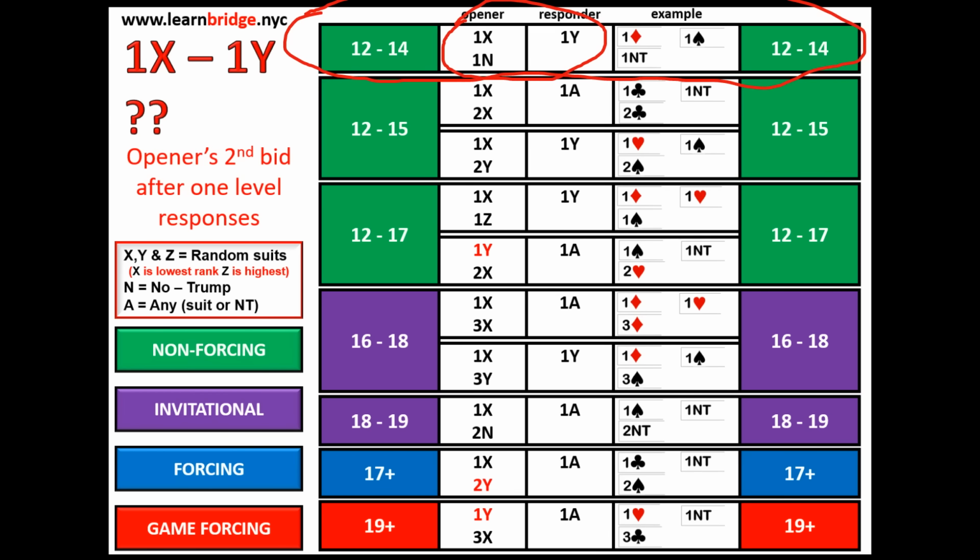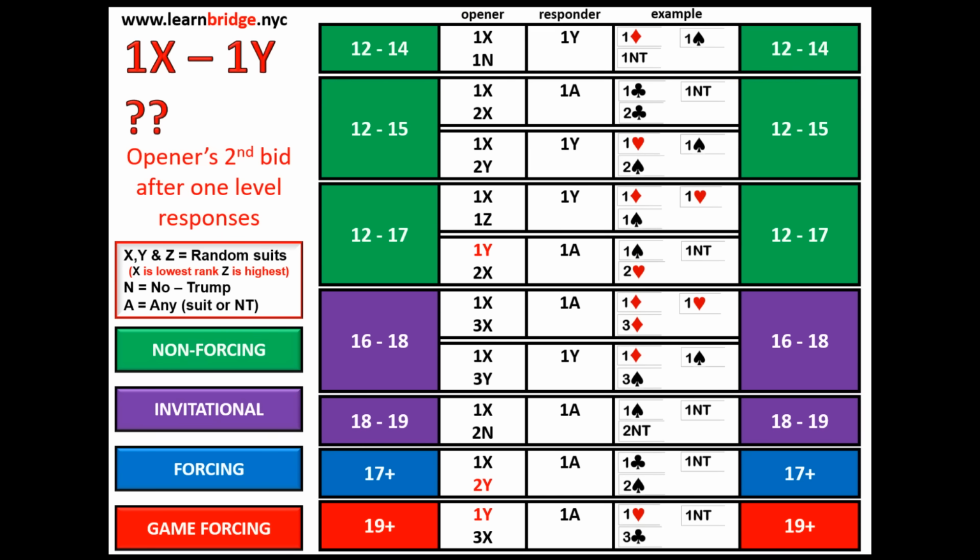And we should all know that when we open one, partner responds one, and we bid one no trump, we're showing 12 to 14 balanced. That's all this chart is trying to show. So whether it's one club, one diamond, one no trump, or one heart, one spade, one no trump, it makes no difference. It's always exactly the same situation. It's showing 12 to 14 balanced.